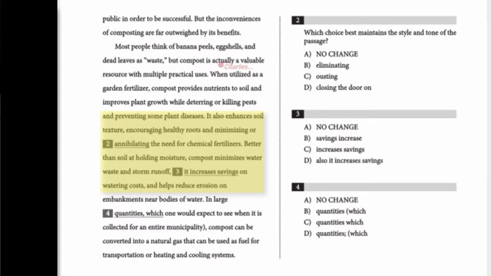It also enhances, that's compost, it also enhances soil texture, encouraging healthy roots and minimizing or annihilating the need for chemical fertilizers. Okay, annihilating is too extreme. Eliminating, ousting, or closing the door on. It's not ousting, which is pushing out, and closing the door is not actually relevant. It should be B, eliminating the need for chemical fertilizers.